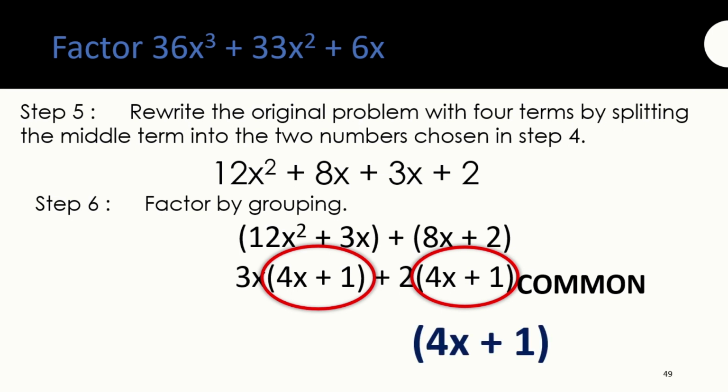So, kukunin natin siya as greatest common factor. And then, yung matitira na 3x and 2, ilalagay natin sa parenthesis. Okay? Then, after nun, wag niyong kalilimutan na yung GCF sa step 2 ay kasama pa din sa mga factors. So, ngayon, ang sagot natin dito sa example na to is 3x times 4x plus 1 times 3x plus 2.